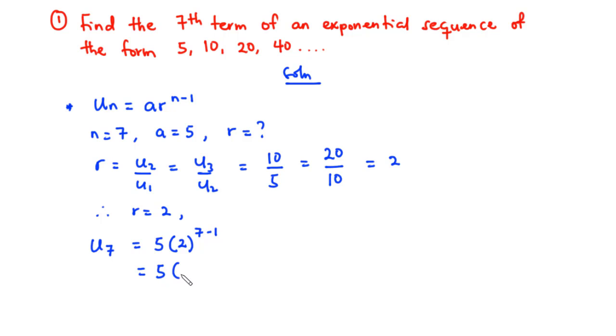We have 5 times 2 exponent 7 minus 1, which is 6. 2 exponent 6 gives us 64, and then 5 times 64 gives us 320. Therefore, the seventh term of this exponential sequence is 320.